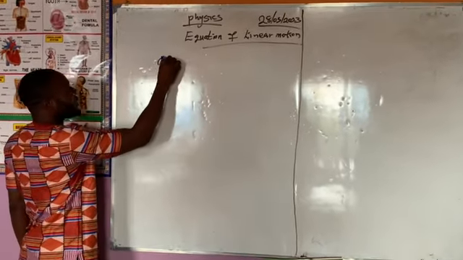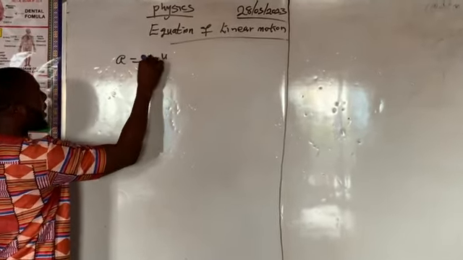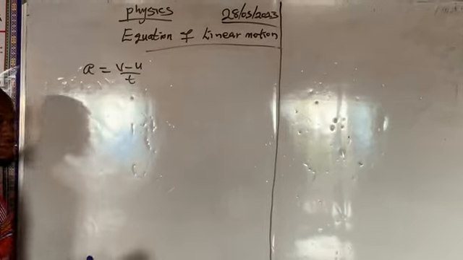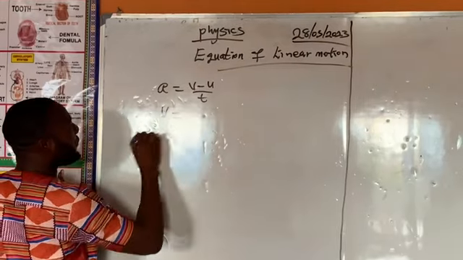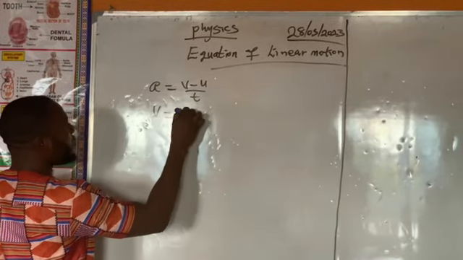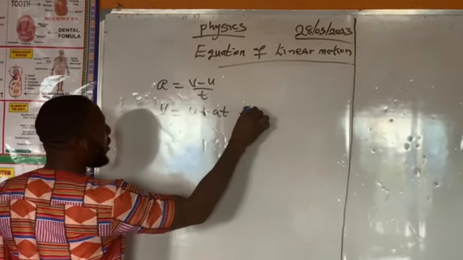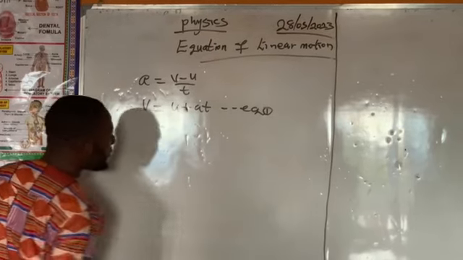Recall that acceleration a is equal to v minus u all over t. Making v the subject of the formula, we have that v is equal to u plus at. Call this equation 1.